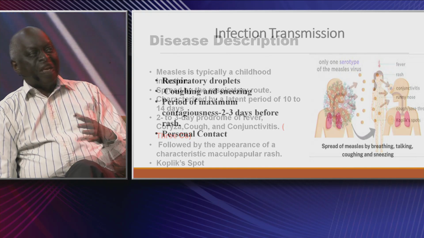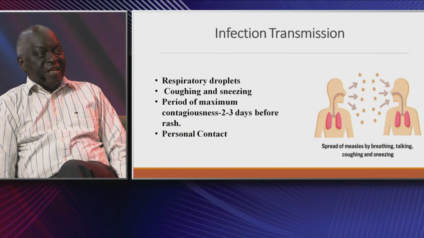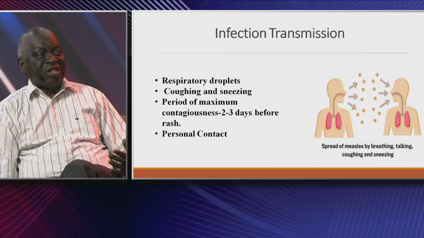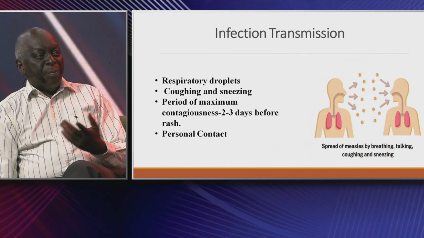It is transmitted through respiratory droplets, coughing and sneezing. There's a period of maximum contagiousness, about 2 to 3 days before the rash. Know this, please. Even before the rash, when you are not even suspecting measles, it's already been transmitted. At that time, it can even be by personal contact.